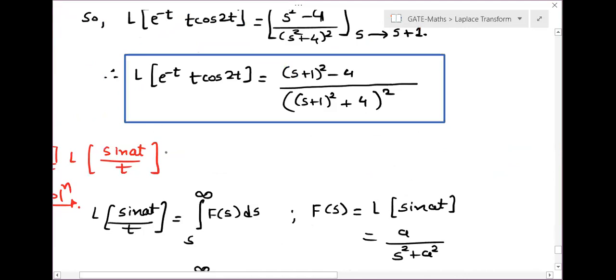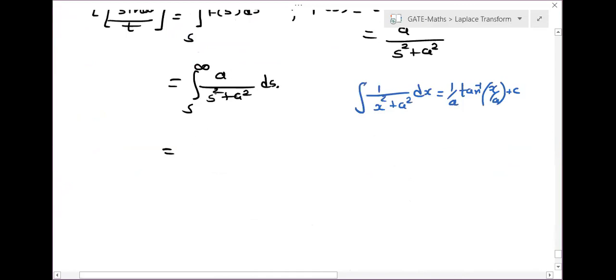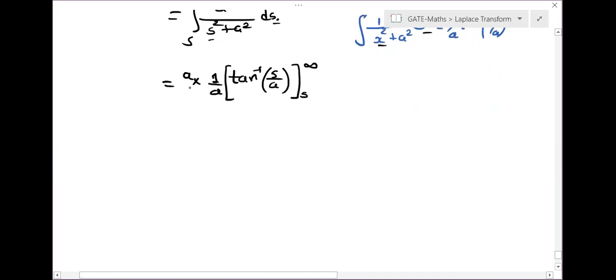So if I put this over here, a is already outside because it is a constant in the integral. Its answer is 1 upon a tan inverse. Here the variable is x, and here our variable is s. So tan inverse s by a, and our limit will be from s to infinity. Now this a will get cancelled out. If you put infinity inside, so tan inverse infinity minus tan inverse s. Instead of x, you have to put s by a.